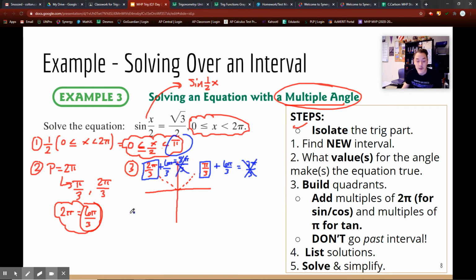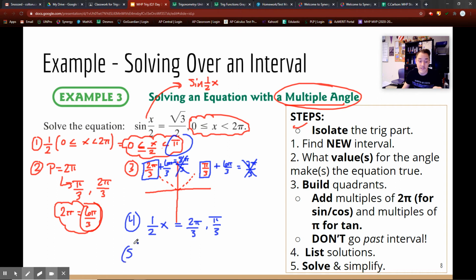Which means for 4, what are my actual solutions? My actual solutions are this. So 1/2 x, because that's my half angle, that's my multiple angle, equals 2 pi all over 3, comma, pi all over 3. Okay? Those are my two angles that I found on the unit circle, but also found that only exist within my new interval. So I'm going to list them out.